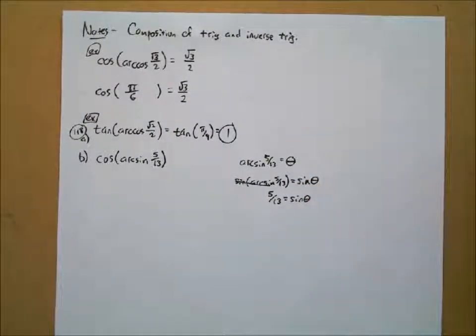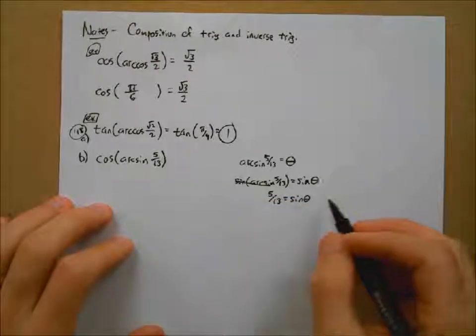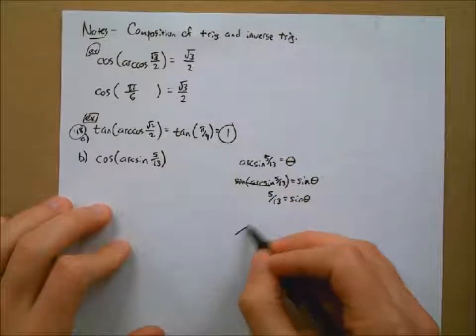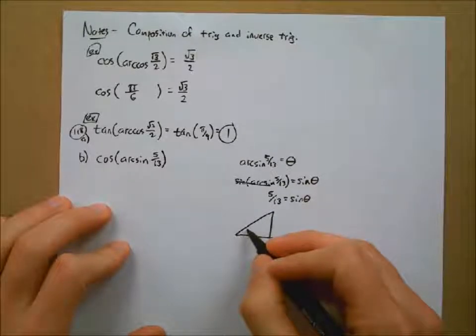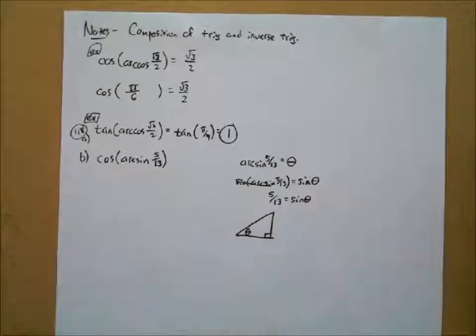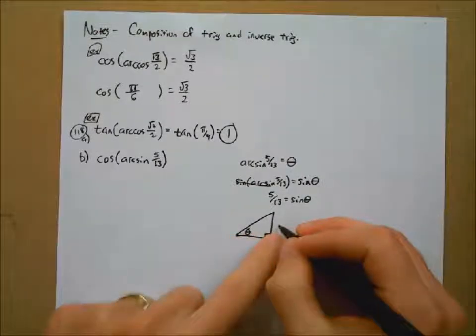Great. Now what can we do? Well, sine relates an angle with the opposite side and the hypotenuse in a right triangle. So we can draw a right triangle for this scenario, with an angle theta, where the opposite side of that angle theta has a value of 5, and the hypotenuse has a value of 13.